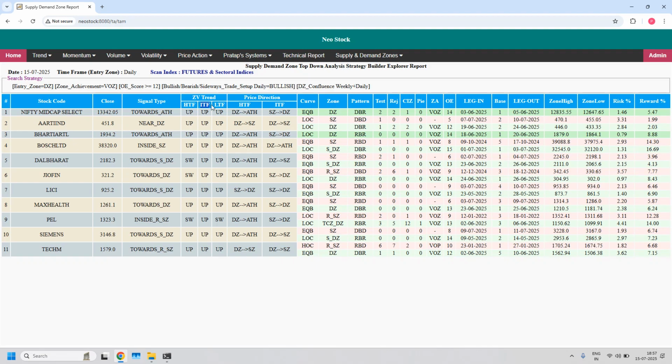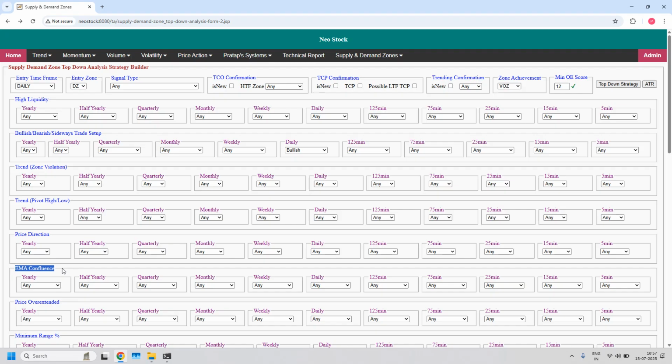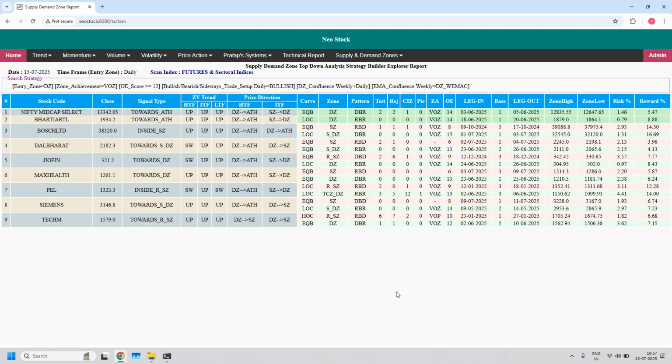And weekly trend is uptrend, ITF, weekly is ITF, uptrend. So you can apply on the weekly zones, weekly EMA confluence. Weekly time frame, weekly demand zone having weekly EMA confluence. Now we got 9 stocks.